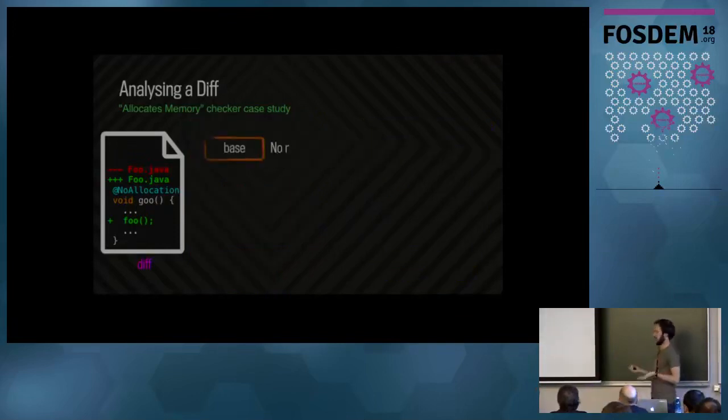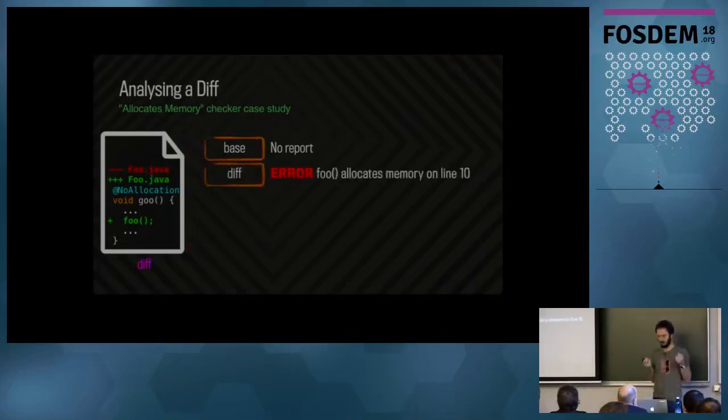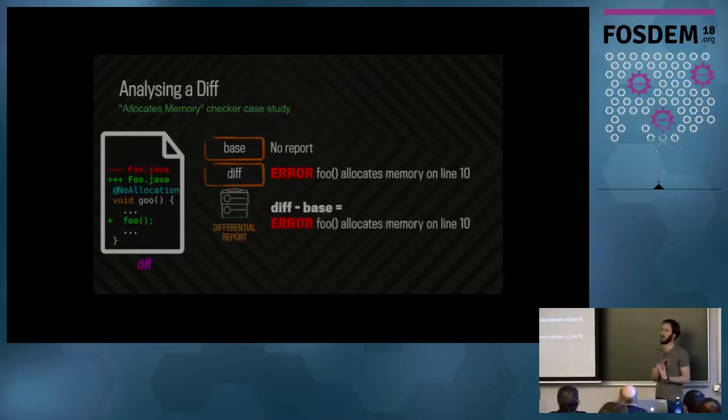Now that it did these two analyses, of the base and the diff, it knows that on the base there was no report. On the diff there was this one report about foo. So what it will report to the user is what was reported on the diff minus what would be reported on the base. So it will report the new error.